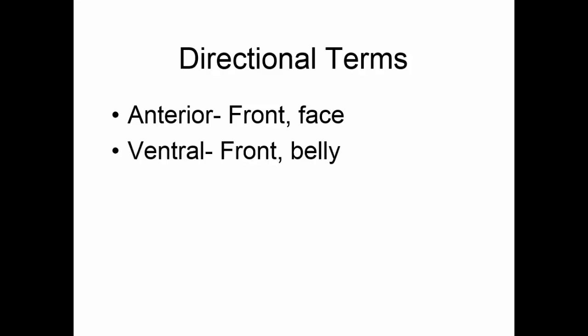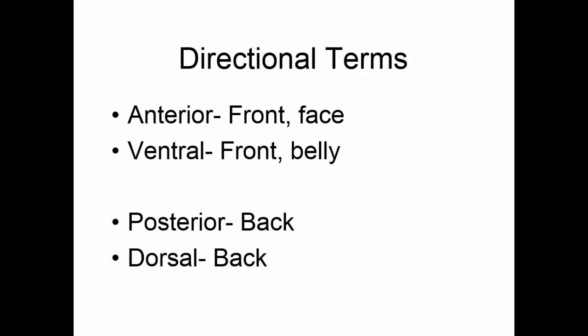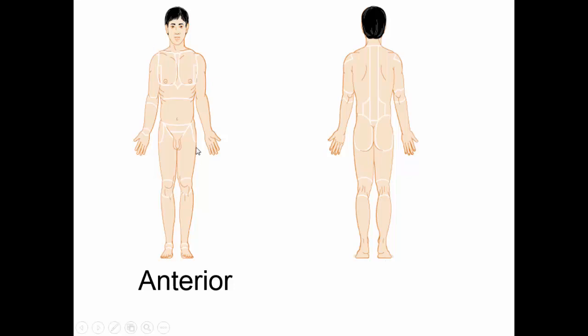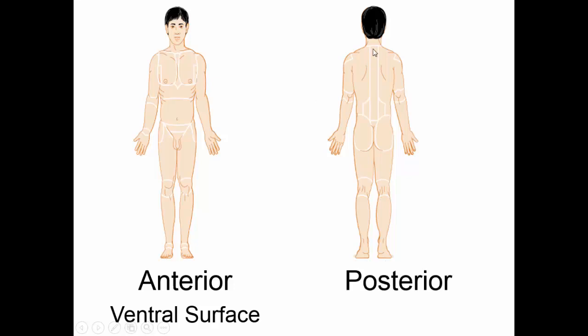We also have directional terms that we use. When we use the term anterior, it means the front. You're facing forward. Anterior can also be used to mean in front of. The ventral surface is the front or belly surface of anything. Posterior means the back or in back of, and dorsal is the back surface of something. So here you see an anterior view of the body. This would be the ventral surface. This is a posterior view of the body. This would be the dorsal surface.